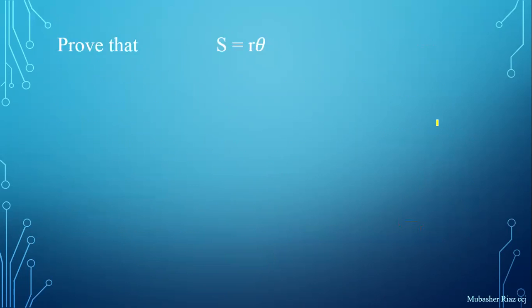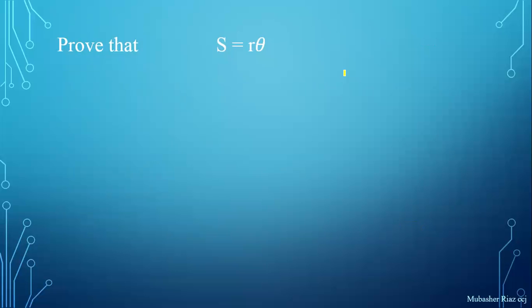Now there are 2 short questions. Number 1, prove that S is equal to R theta, which is actually the relationship between linear displacement and the angular displacement. Here theta is angular displacement, S is linear displacement, and R is the radius of the circle.